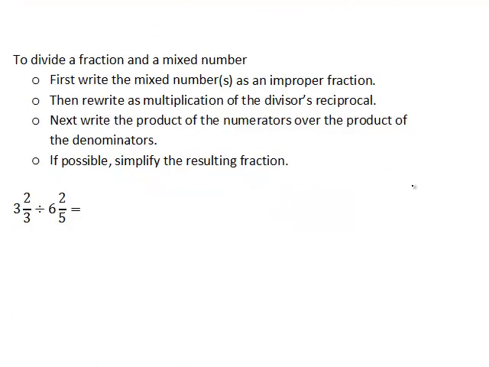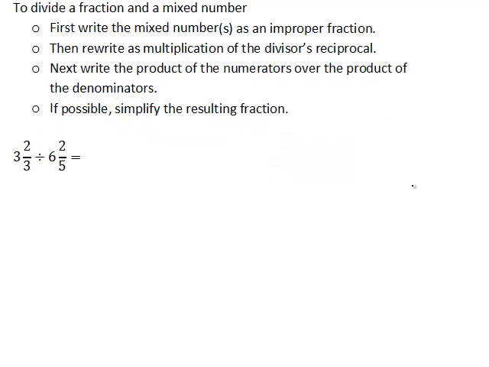All right, let's look at dividing a fraction and a mixed number. First, we want to write the mixed numbers as an improper fraction. Then we're going to change the division problem to a multiplication problem by finding the divisor's reciprocal. And then we're going to just multiply the numerators together, multiply our denominators together, and reduce if possible.